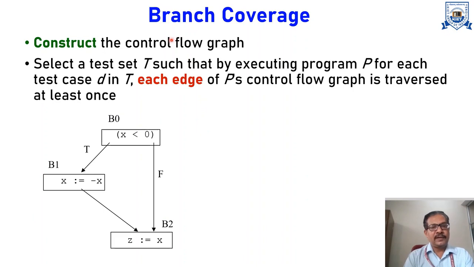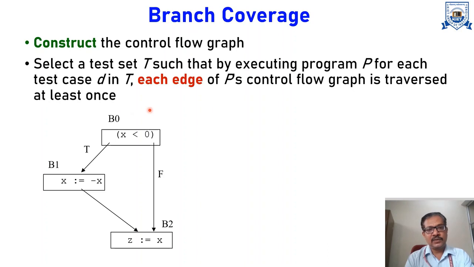Now we'll go for branch coverage. For branch coverage, first we are going to construct the control flow graph. Whatever program you are interested to test, corresponding to that program, you create one control flow graph. And now the definition says: select a test set T such that by executing program P for each test case D in T, each edge of P's control flow graph is traversed at least once, right?